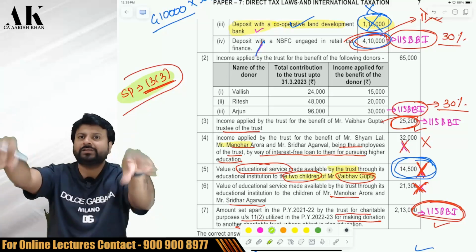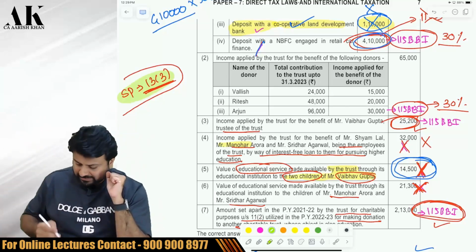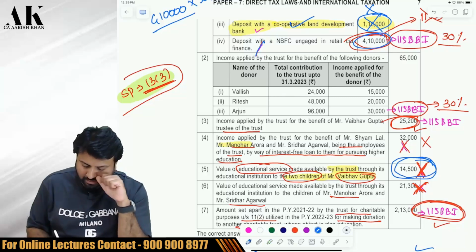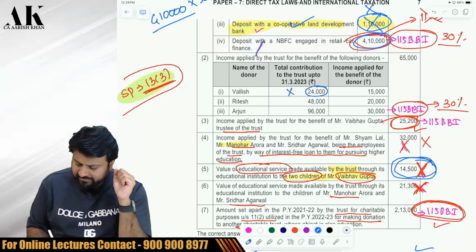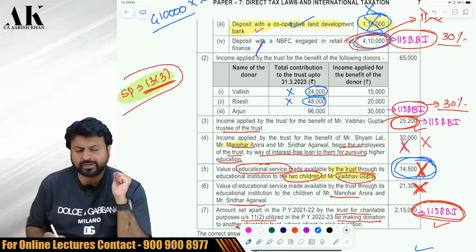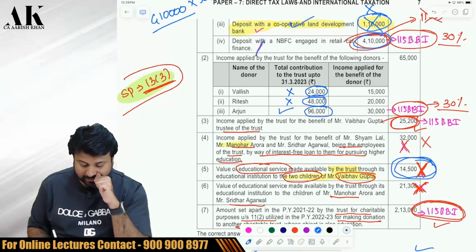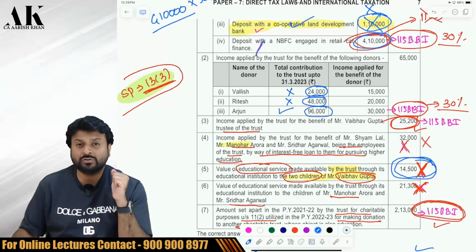And that will be subject to 115 BBI. So first of all, we need to find out who is a substantial contributor. Is Valish a substantial contributor? No. He is donating only 24,000. Is Ritesh a substantial contributor? No. He is donating only 48,000. Is Arjun a substantial contributor? Yes, because he is donating 96,000, which is more than 50,000 rupees.